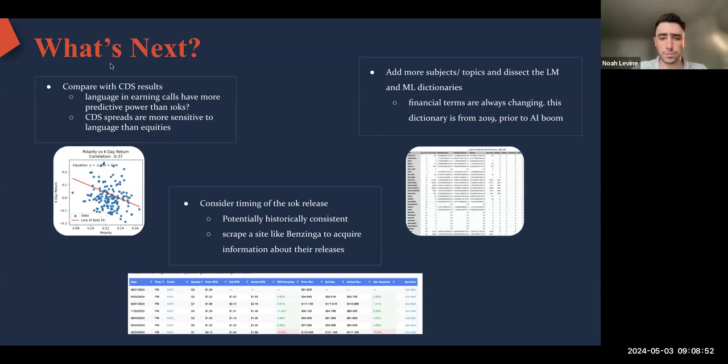And then I kind of mentioned this, but if I were to continue doing this, I would go in and use Benzinga or some news site to figure out whether the earnings call or the 10K came out before or after the market closed. So then we can actually get a more accurate return date. And that's it.